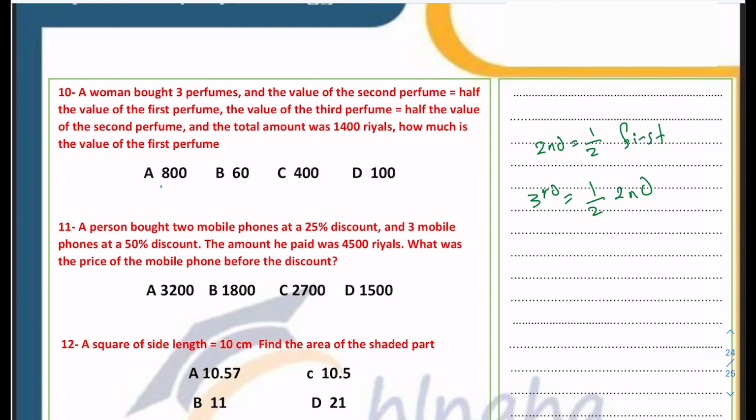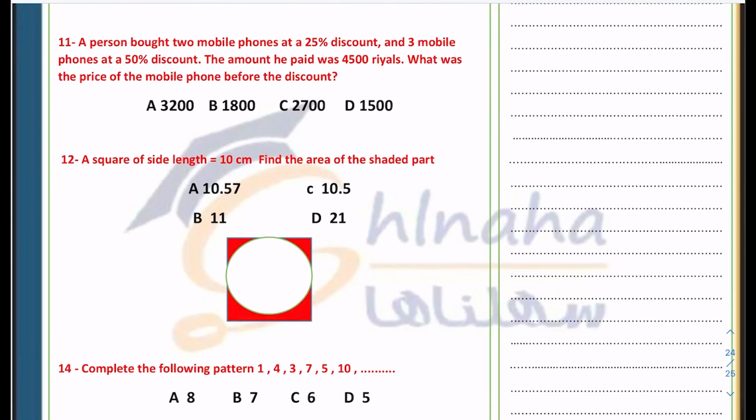Let's check letter A. 800, half of 800 will be 400. Half of 400 will be 200. What is the total amount here? It's 1,400, so A is correct. Clear? You can write an equation and solve it, but it takes time and steps.